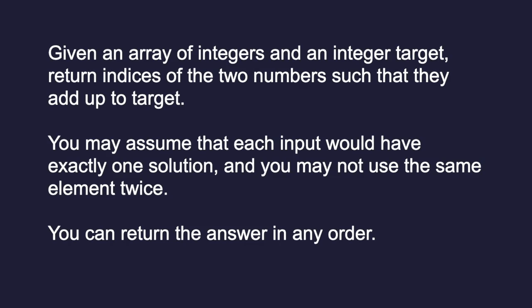The question goes as follows. Given an array of integers and an integer target, return the indices of two numbers such that they add up to the target. You may assume that each input would have exactly one solution, and you may not use the same element twice. You can return the answer in any order.